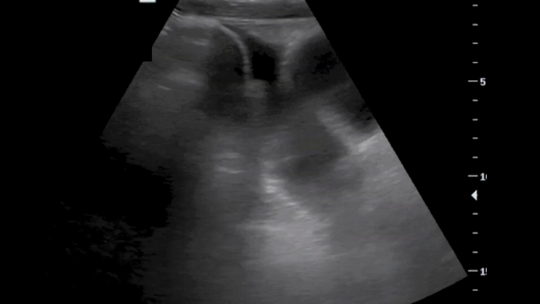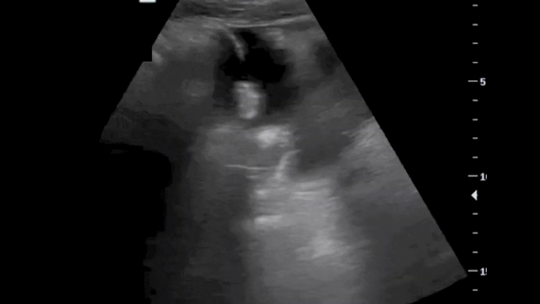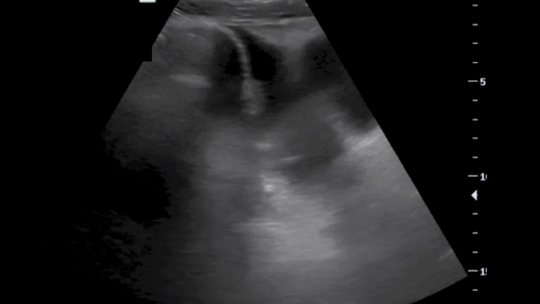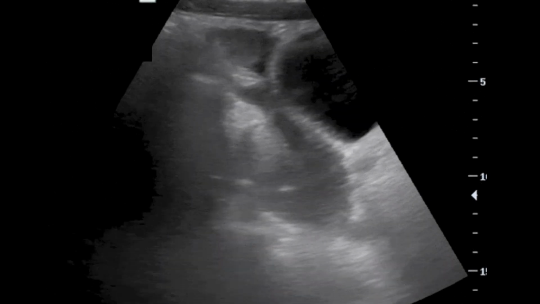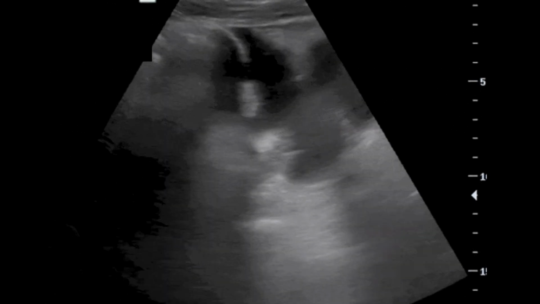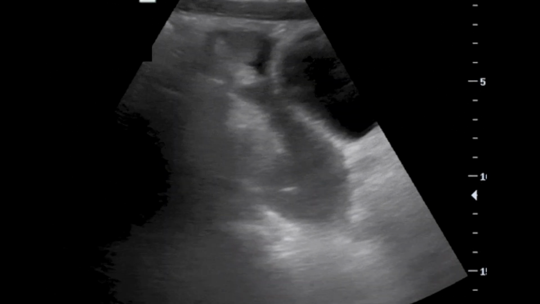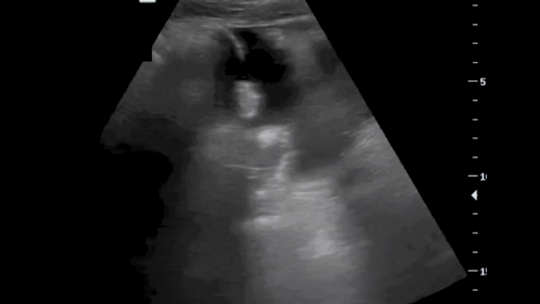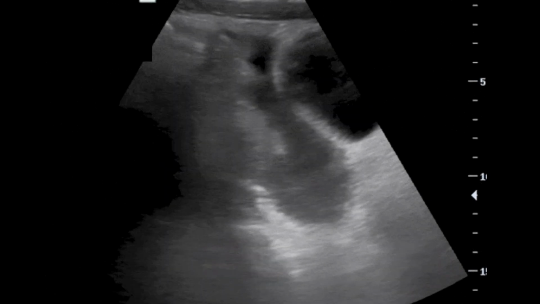Okay, so this is probably a little bit more subtle, but if you're thinking about free fluid, there at the top, you can definitely see some free fluid. So when you're hunting around for free fluid, obviously we teach the four quadrants, but just hunt around a little bit and you'll be able to see free fluid in between the bowel loops.